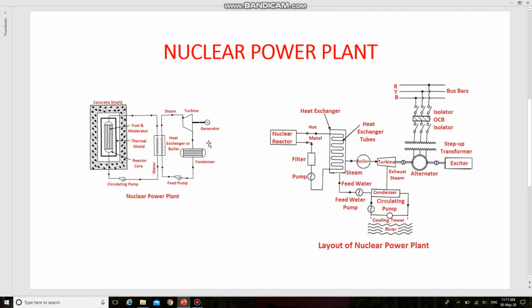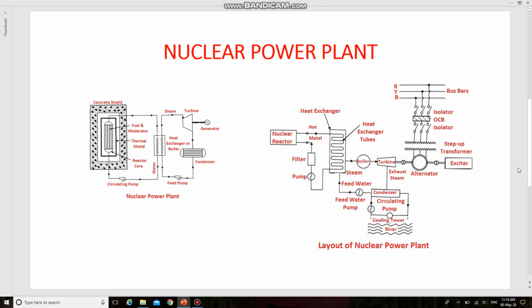The steam after doing the work enters the condenser and is converted into water, which is pumped again to the heat exchanger by the feed pump. The hot coolant, which gets cooled in the heat exchanger, is recirculated into the reactor by a coolant circulating pump. So the cycle is repeated for continuous generation of power. The generated power is supplied to the distribution line for consumers as shown in the line diagram.